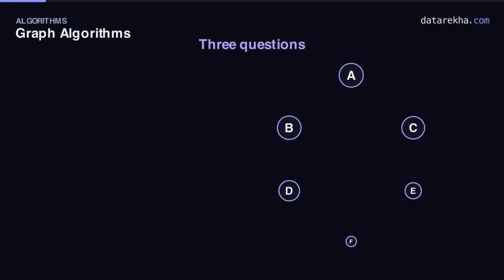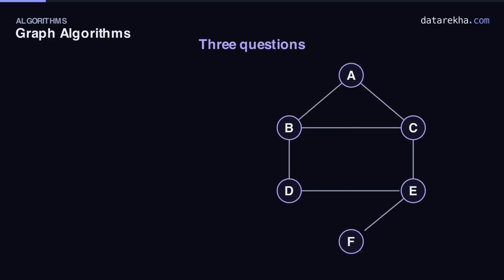A road map. Junctions joined by roads, each road with a length. A task pipeline, where some jobs must finish before others begin. Both are the same object, a graph. And here's ours on the right. 6 vertices, and every edge carries a weight.